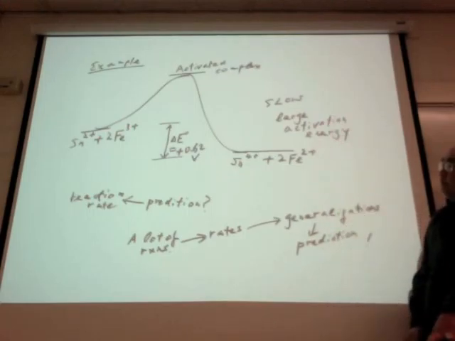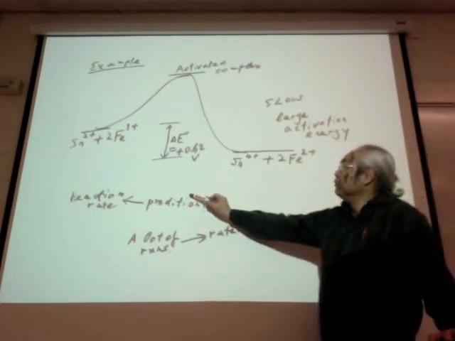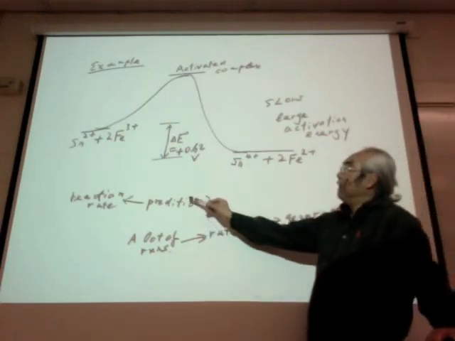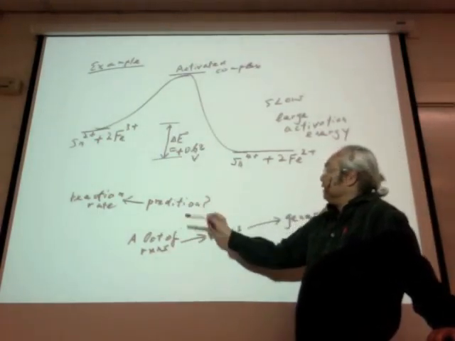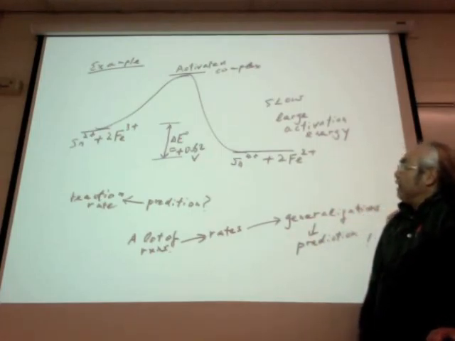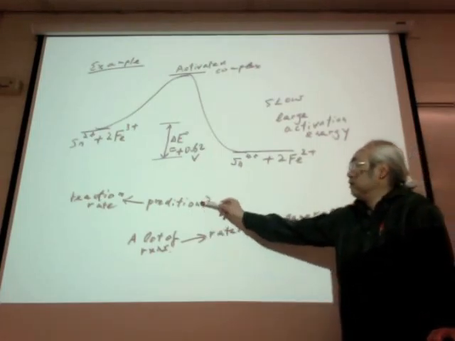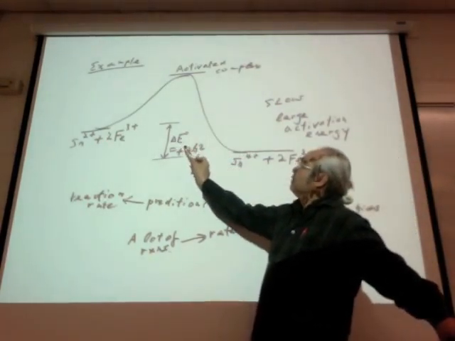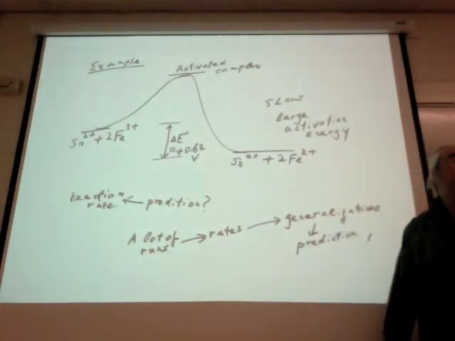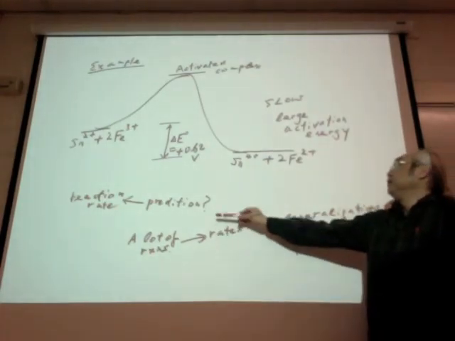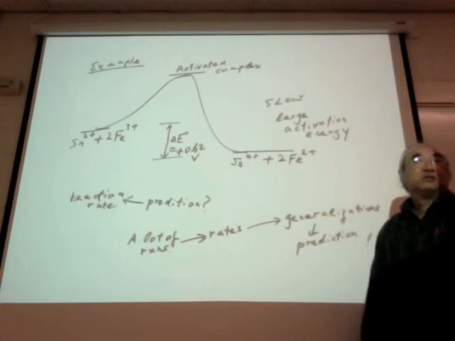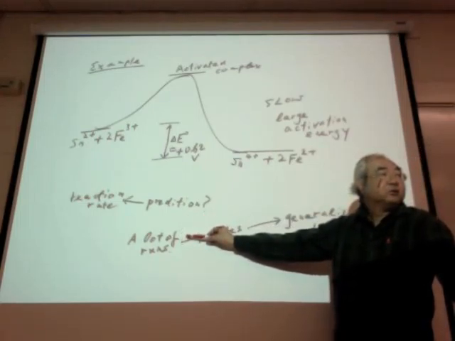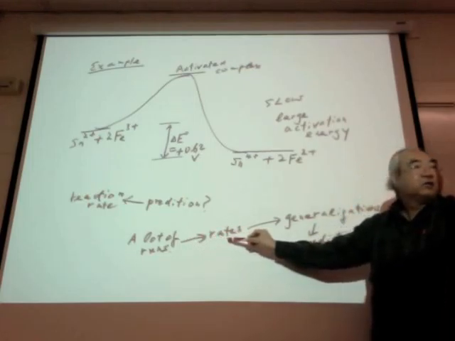It would be ideal if you could predict by looking at an equation whether a reaction is fast or slow. But looking at this, there's no prediction possible. So chemistry is an experimental science, right? So you just go ahead and do a lot of reactions and measure the kinetics, the rates.